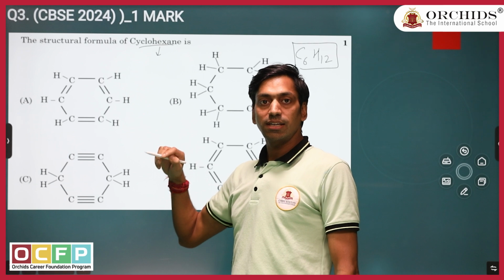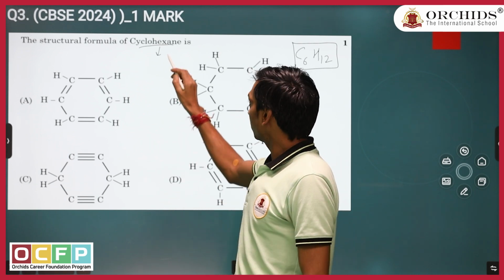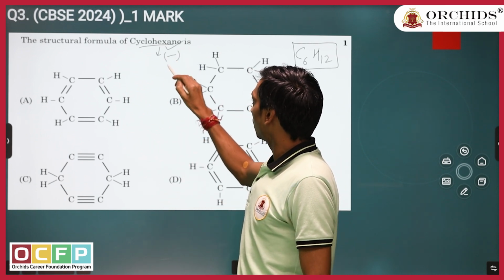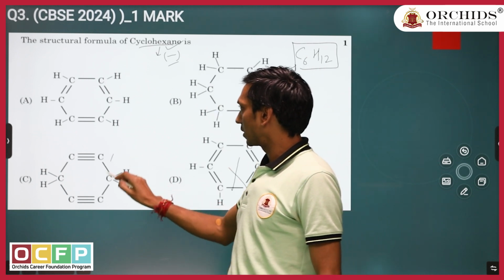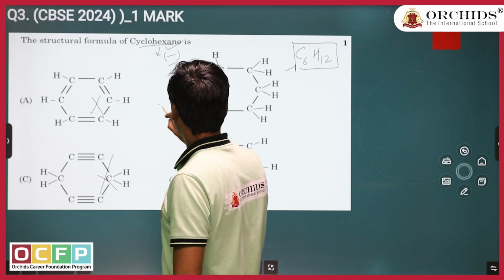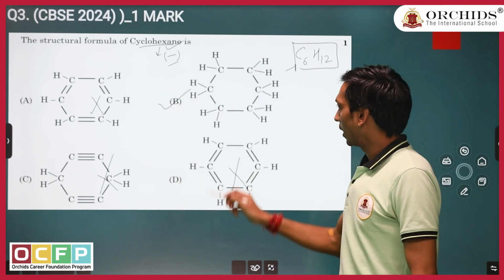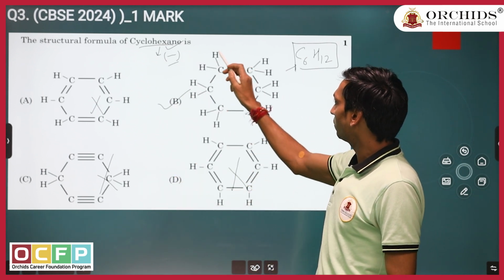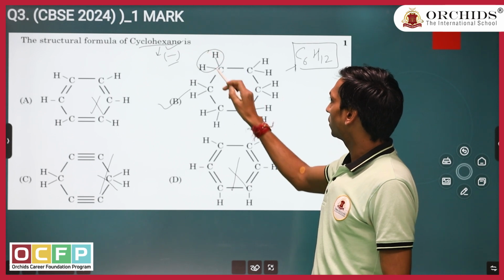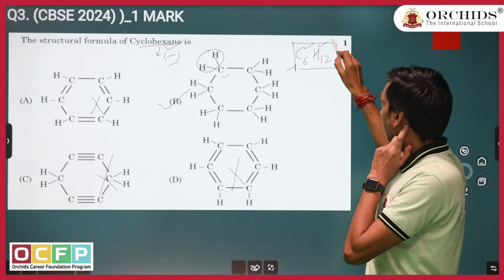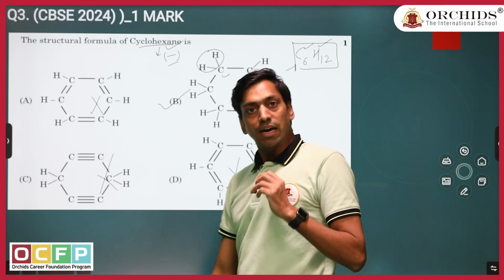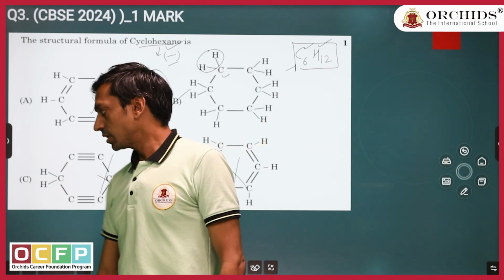It is a cyclic saturated hydrocarbon, and if it is a cyclic saturated hydrocarbon, it should have all single bonds. So wherever double bonds are there, that will not be our answer. Therefore the answer is this one. Also you can check, there are 6 carbon atoms, and each carbon atom has 2 hydrogens, so 6 into 2 is 12. So the formula is C6H12, and option B is the correct answer for this question.